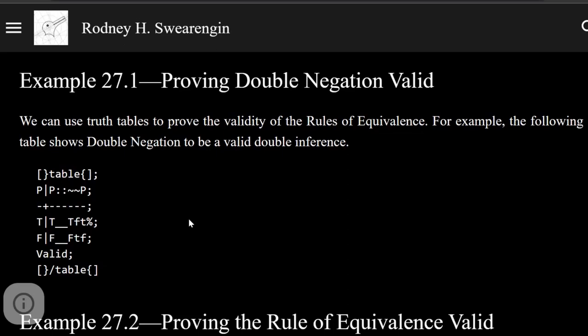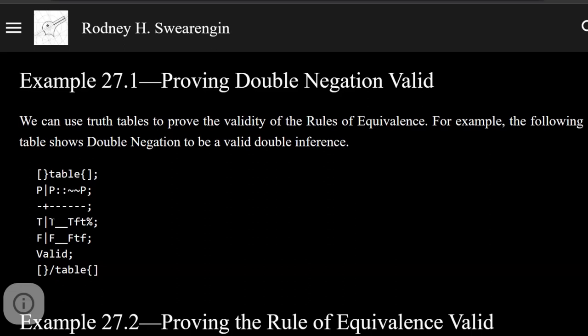we can have a truth table that is bidirectional when it involves logical equivalence. And here we have a fairly simple table. There's only two interpretations for P, either P is true or P is false. When P is true, not not P is true. And when P is false, not not P is false. So they have the same truth value under all interpretations. Therefore, this bidirectional logical inference is valid.